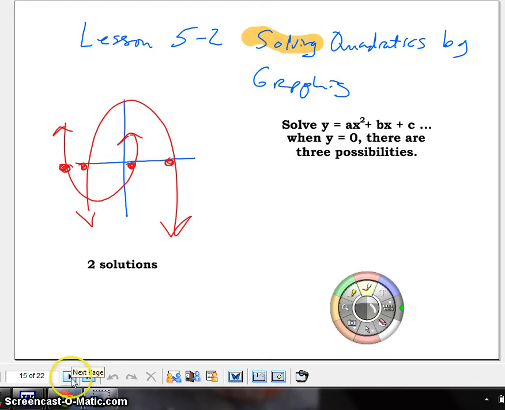Okay, so here's your video that should have been posted last night. 5-2, solving quadratics by graphing.